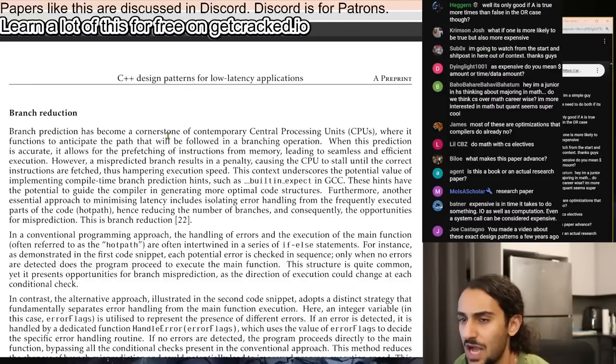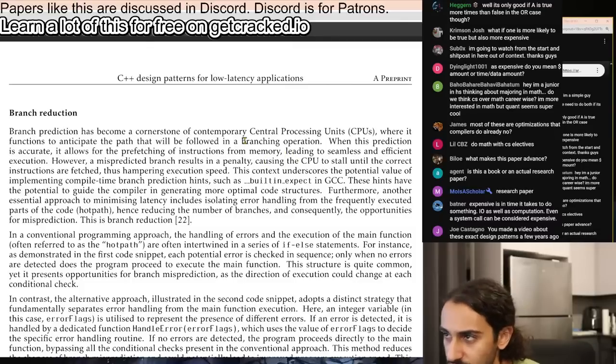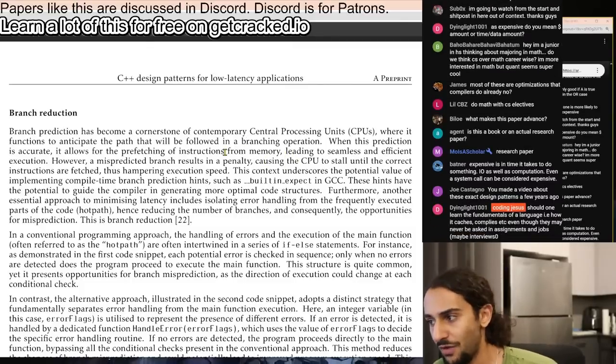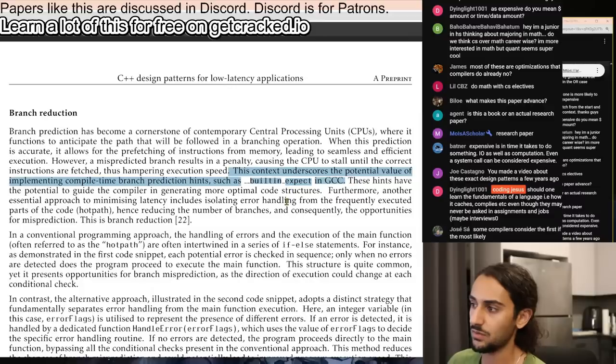Branch prediction has become a cornerstone of contemporary central processing units, where it functions to anticipate the path that will be followed in a branching operation. When this prediction is accurate, it allows for the prefetching of instructions from memory, leading to seamless and efficient execution. However, a branch misprediction results in a penalty, causing the CPU to stall until the correct instructions are fetched, thus hampering execution speed.